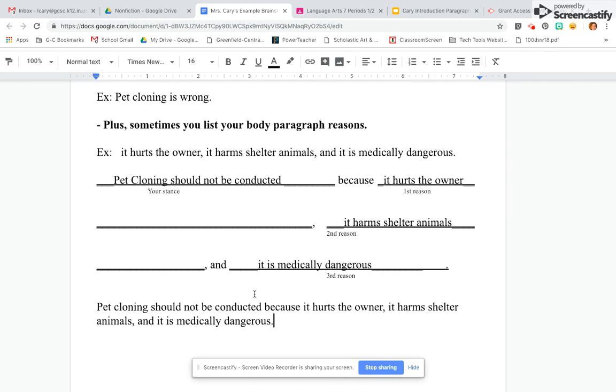Okay, so work on getting that thesis, that claim statement just right, because that is what your whole paper is going to be about. That is the blueprint for your whole paper. It tells you how it's going to be, and it sets the stage for the reader.